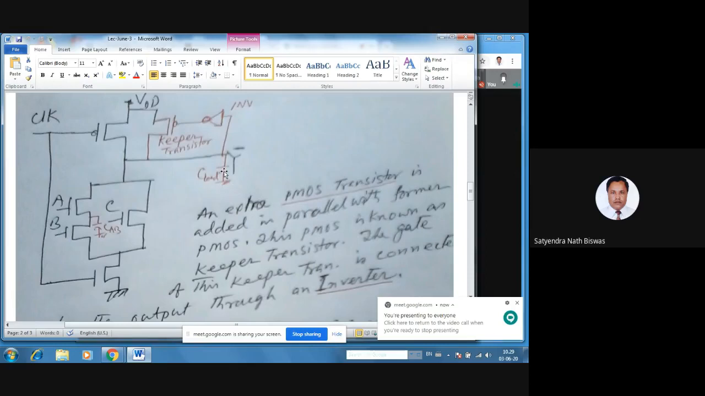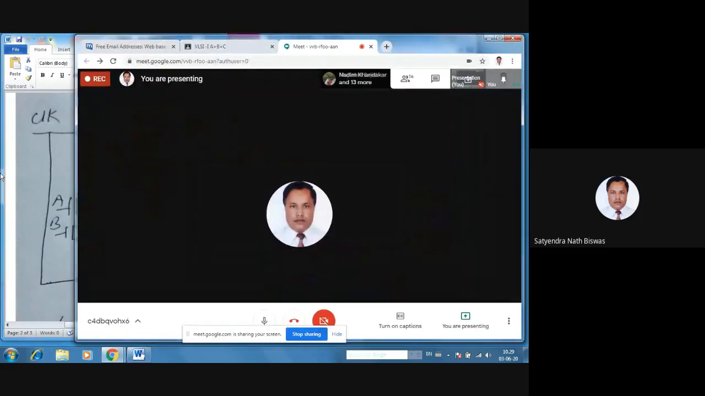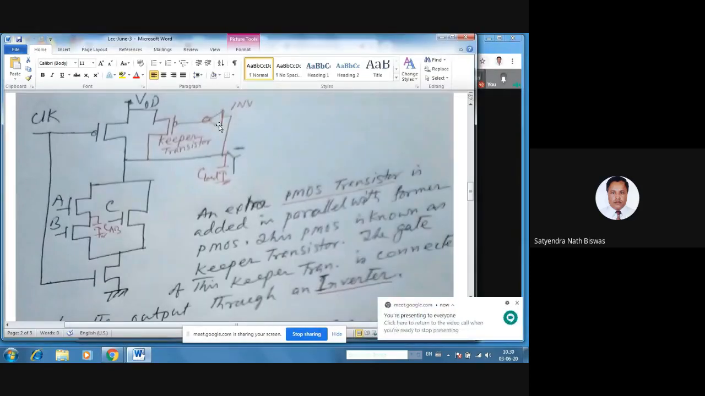So the load capacitance, let's say C load, will be discharged through this path and will charge the capacitor CAB. But in this case, when it is discharging, at the same time, this output is 1. The output is 1, that means this inverter output is 0. And when the inverter output is 0, this PMOS, known as the keeper transistor, is on. So when the keeper transistor is on, it is short circuited.